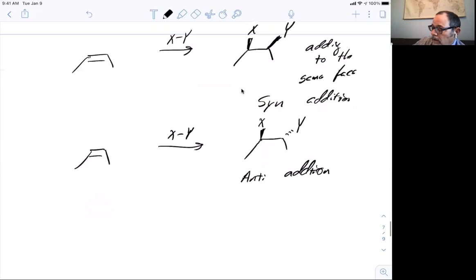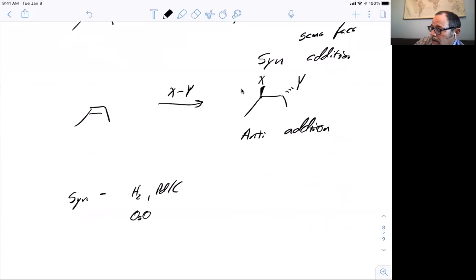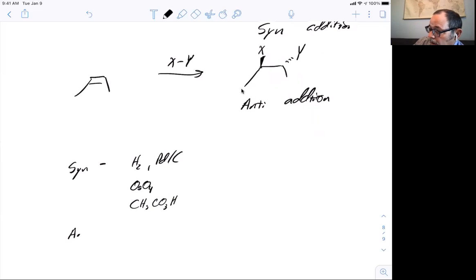Things that are syn addition would be hydrogen and palladium on carbon, osmium tetroxide. By definition, epoxide formation is syn. For anti, we have things like Br2. Now things like, let's say HBr, since it goes through a carbocation, doesn't have a specific syn or anti, because it could do both.